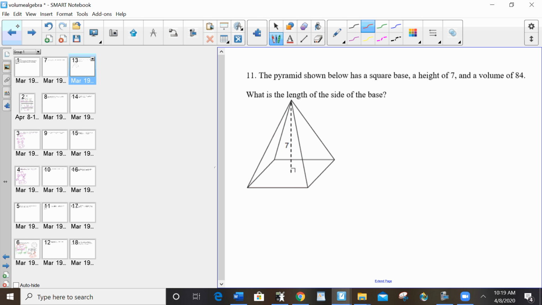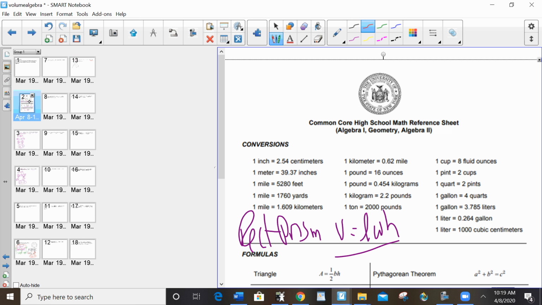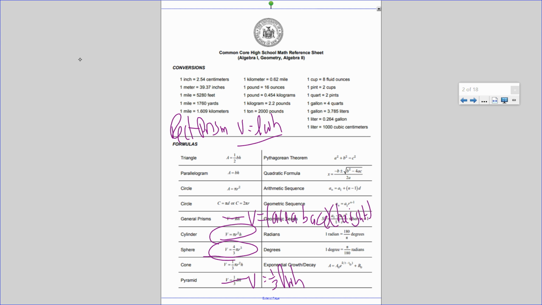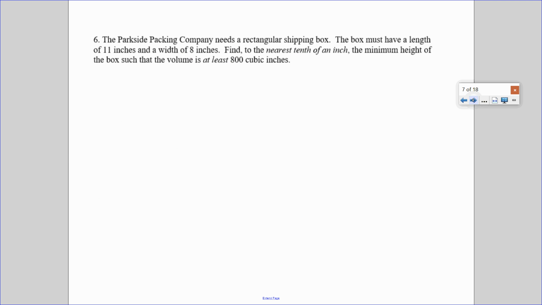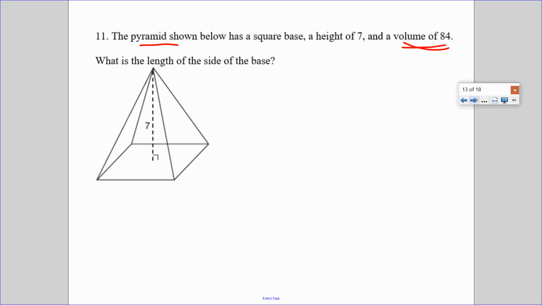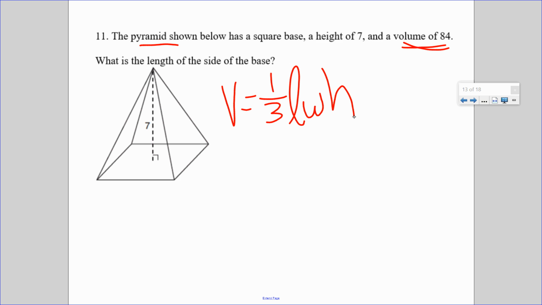Let's take a look at 11. The pyramid shown below has a height of 7, a volume of 84. So we're talking about the volume of a pyramid. Volume of a pyramid is 1/3 length times width times height. So V equals 1/3 length times width times height.